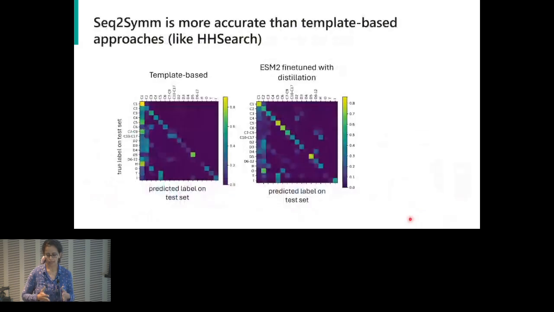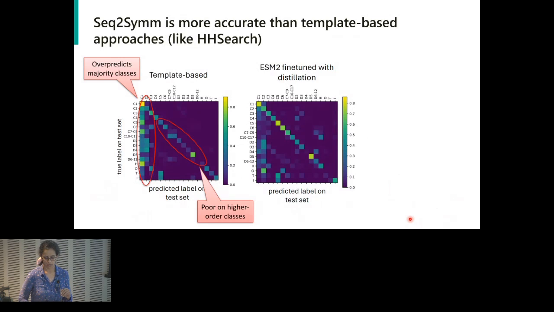We find that SIG2SIM is more accurate than the popular template-based approaches like HH-search. HH-search uses hidden Markov models to compare a query protein against a database of proteins. And once we find hits between the templates, we assign the label of the protein from the database to the query protein. And here I'm showing the confusion matrices from both approaches. If you look at them, you'll find that the template-based method overpredicts majority classes. So since there is a higher prevalence of these, usually most of them get assigned monomer or dimer. And so it does very poorly on higher order classes.